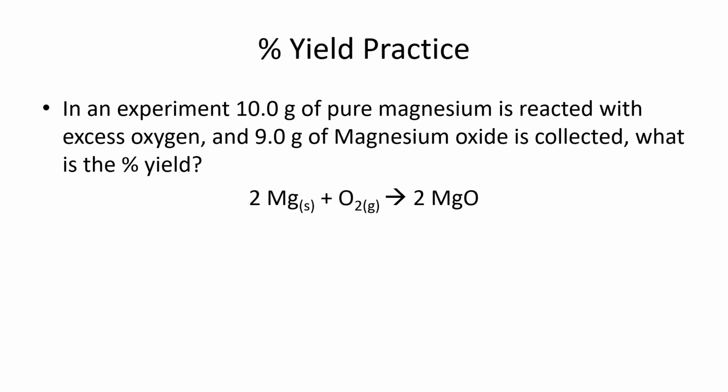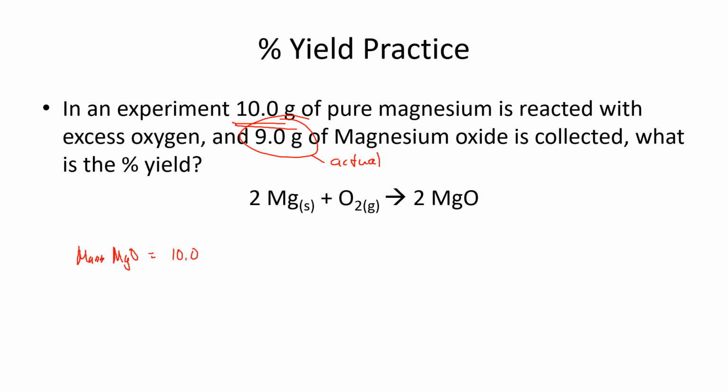All right, here's one to try. In the experiment, 10 grams of pure magnesium is reacted with excess oxygen and 9 grams of magnesium oxide is collected. What is the percentage yield? Well, we've got the actual, right? We worked out the amount that we actually collected. And so now we need a theoretical amount. We know we started with 10 grams of magnesium. So we want to know the mass of magnesium oxide that we theoretically should have gotten.